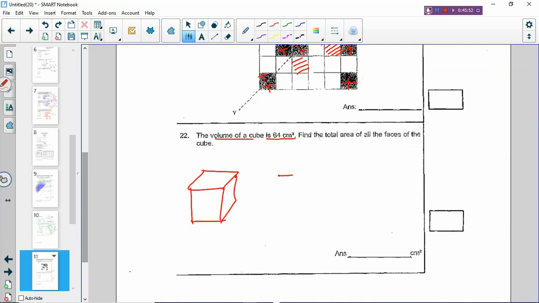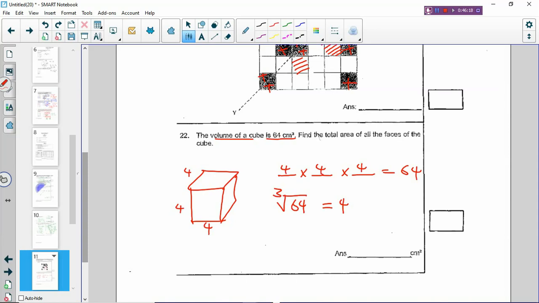So which means that length times length times height is equal to 64. So you have to guess a number. What number times the same number equals 64? Or if it's a paper 2, you use a calculator to find the cubic root, right? Cubic root of 64, and you will get the answer 4. So which means that every side of the cube is actually 4 cm.